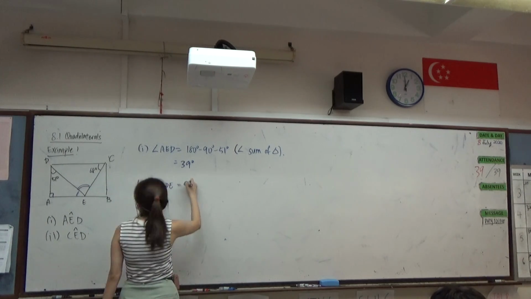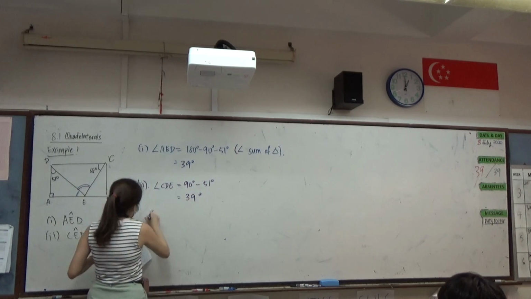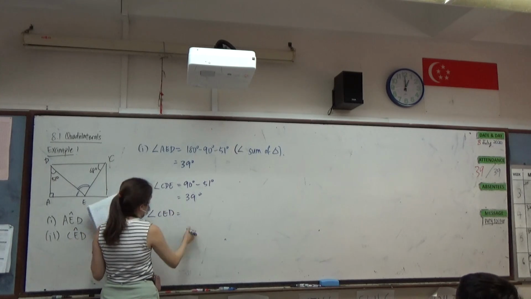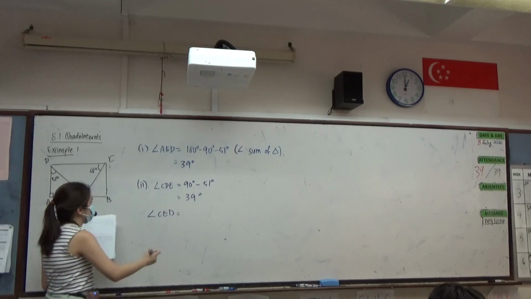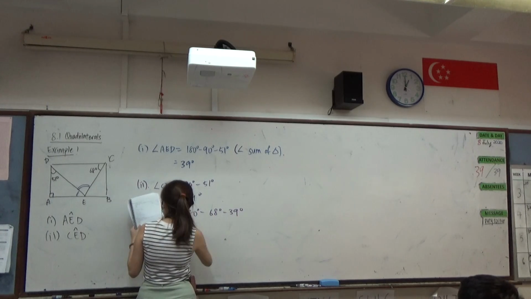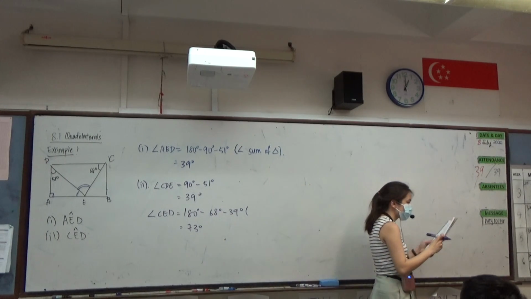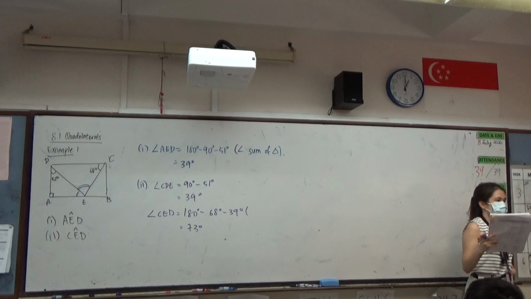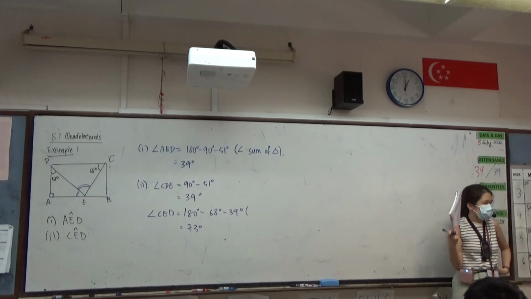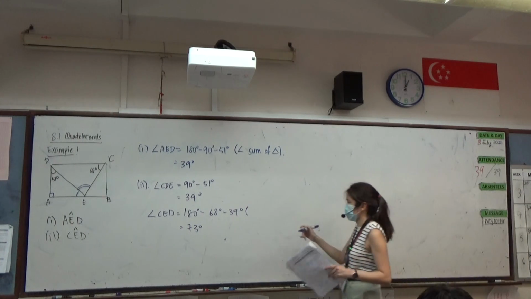90 degrees minus 51 degrees, we get 39 degrees. And angle CED is 180 minus 68 minus 39. And the reason is angle sum of triangle. So angle CED we take 180 minus 68 minus 39 because of angle sum of triangle, yes.